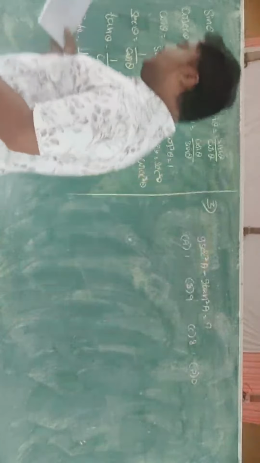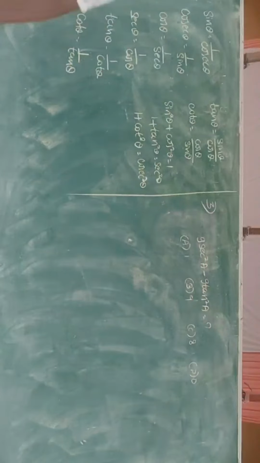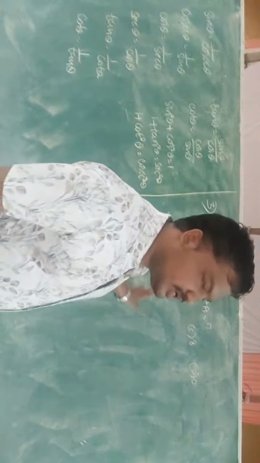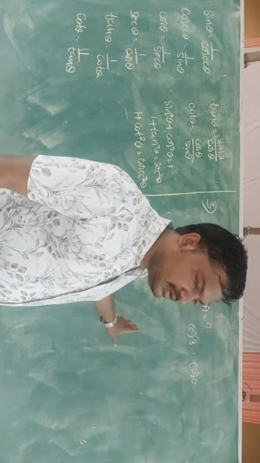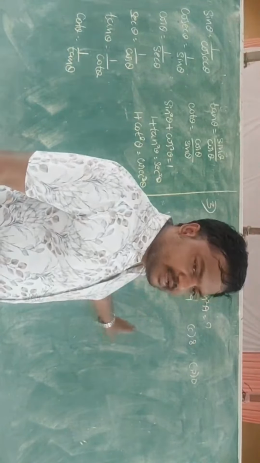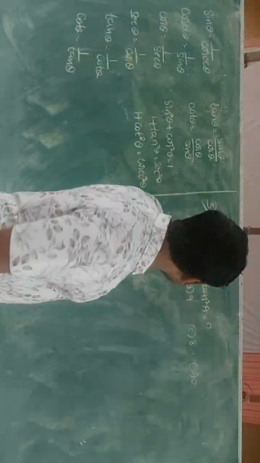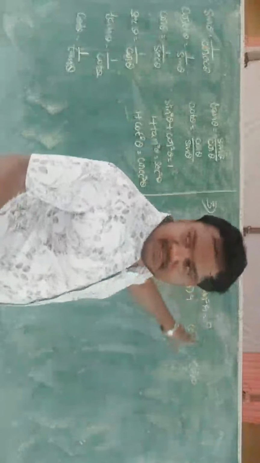So let's solve this example using the identities. We have 3 identities. The first one is sin square theta plus cos square theta is equal to 1. Then the second one, 1 plus tan square theta is equal to sec square theta. So in place of sec square A, I can take 1 plus tan square A.